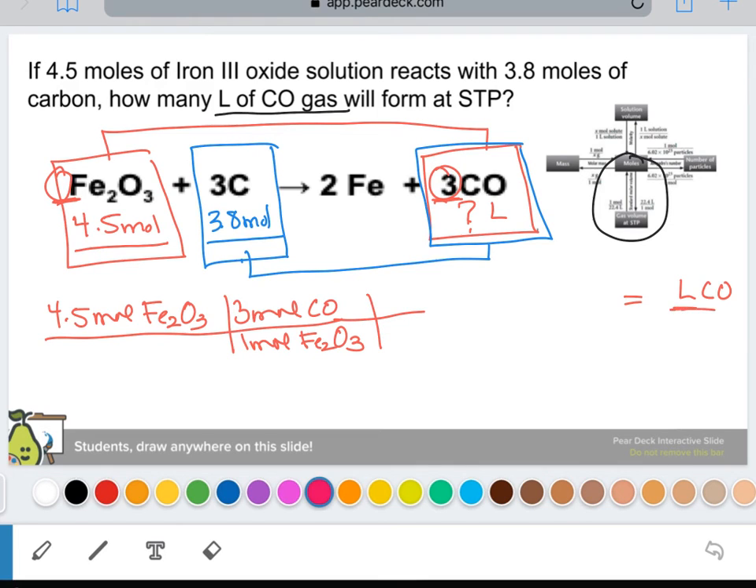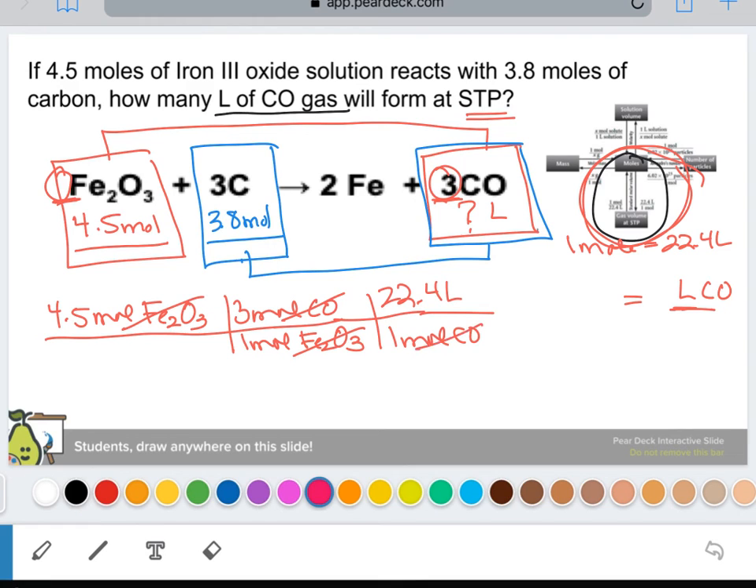Now, I need liters, and so this is how I get from moles to liters. I know that at STP, 1 mole is equal to 22.4 liters. So I just have to very quickly convert moles of carbon monoxide gas to liters. All right, and so my moles of Fe2O3 cancel, my moles of carbon monoxide cancel, and I have liters. So I would say 4.5 times 3 times 22.4, and it's just divided by 1. So I would actually get 302.4 liters, that's a big balloon, of carbon monoxide.